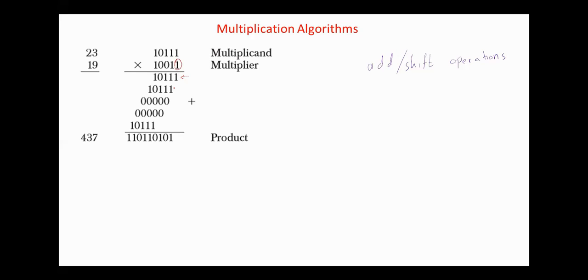On the next one, it is 0, so zeros are copied down, and again 0, so we copy down zeros, and here 1, so the multiplicand is copied down. The numbers copied down are shifted to the left by 1 position. The product is obtained by summing the numbers.